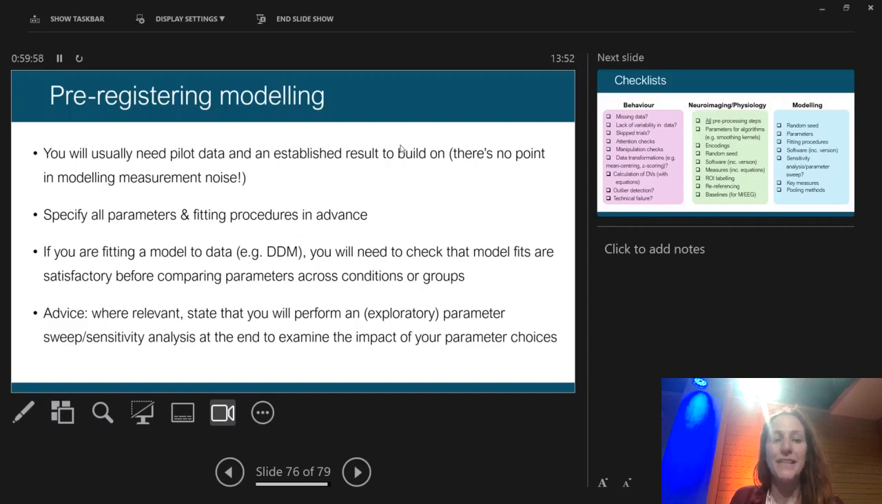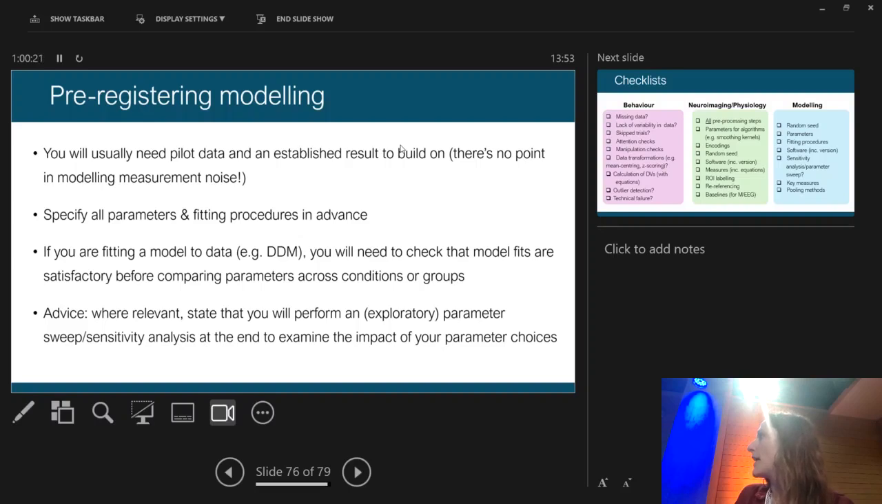If you're fitting a model to data, for example, drift diffusion models or something like that, something to think about when you write your pre-registration is that you're probably going to want to check that your model fits are satisfactory, like before you compare parameters across conditions or something. So you need to plan how you're going to do that.